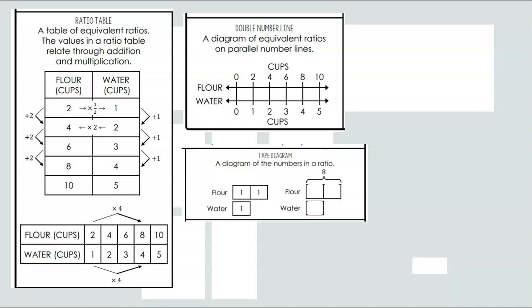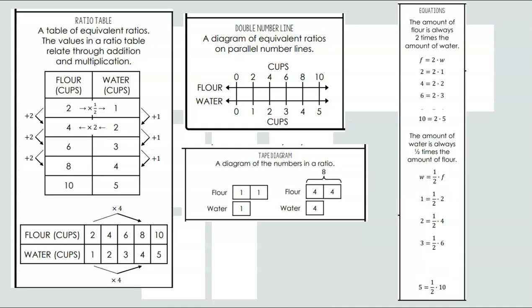Next, we have our tape diagram. The tape diagram simply shows in boxes the equivalent relationship. If you want 8 cups of flour, that means that there are 4 in each one of those tape diagram boxes, which means the 4 is also equivalent on the bottom for the water.